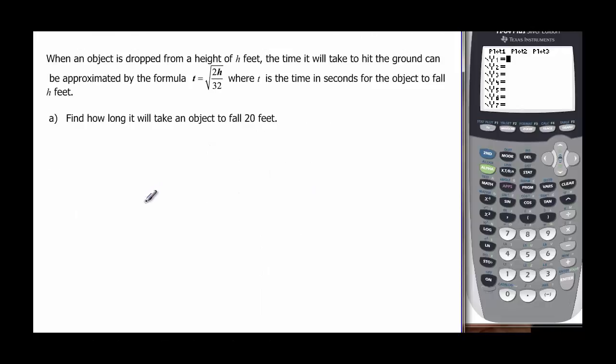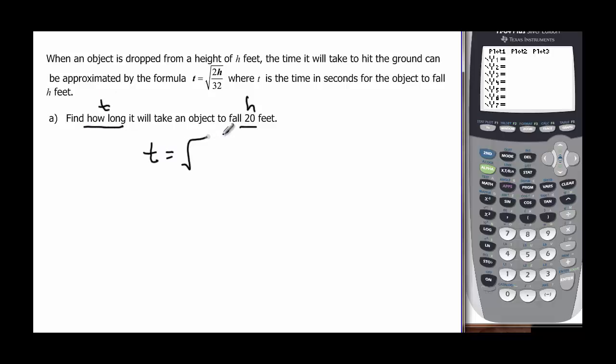All right, let's look at another example. When an object is dropped from a height of h feet, the time it will take to hit the ground can be approximated by this formula: t is equal to the square root of 2h over 32, where t is time in seconds for the object to fall h feet. So how long will it take an object to fall 20 feet? This is an h. 20 is an h. We don't know what time is. It's asking us how long, so that's a t.